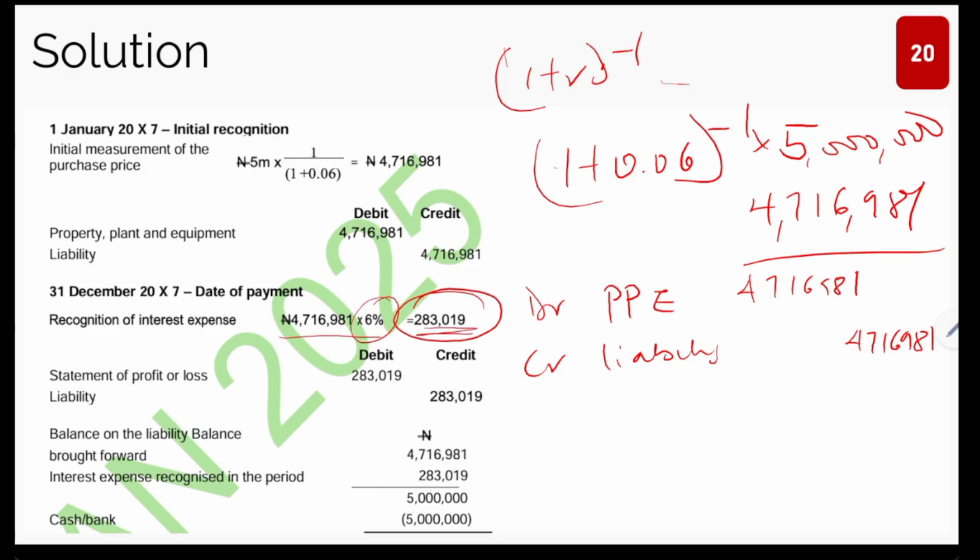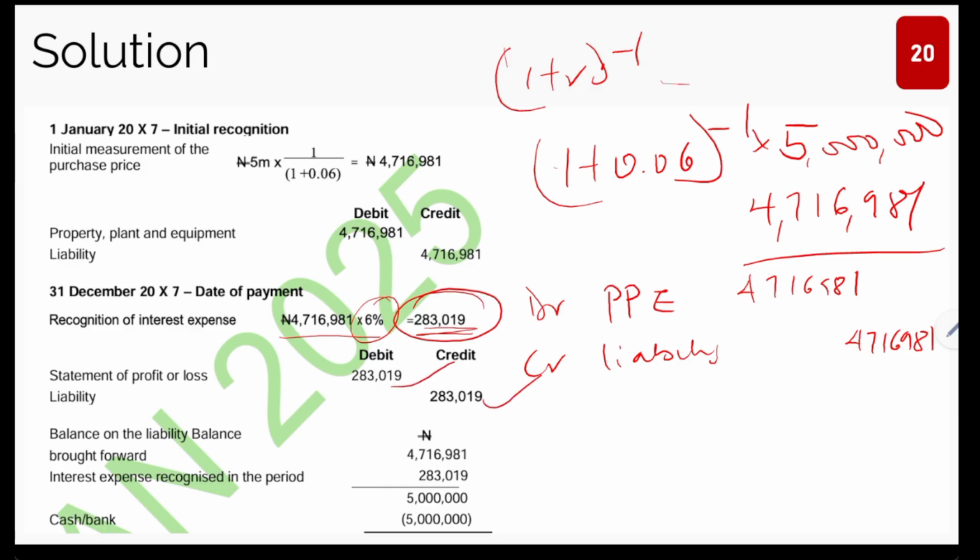So remember that 6% is the interest rate. So you want to multiply, because sometimes you could have multiple years, 3, 4, or 5 years. So you can't just say 5 million minus 4,716,981, because if there are numerous years, you can't just say that. So you have to say 6% of that amount.